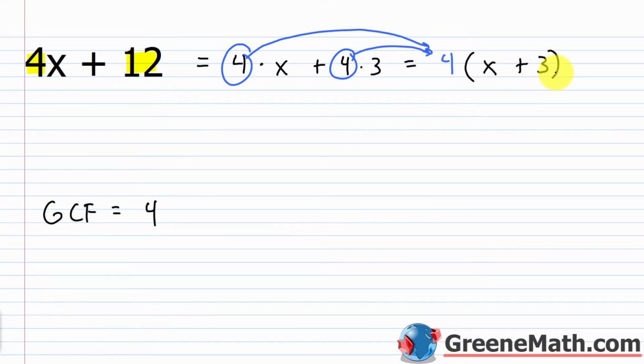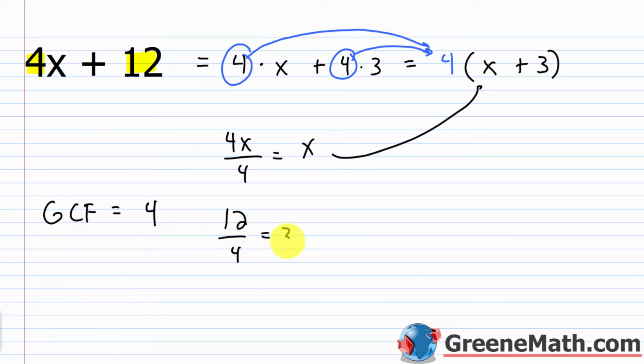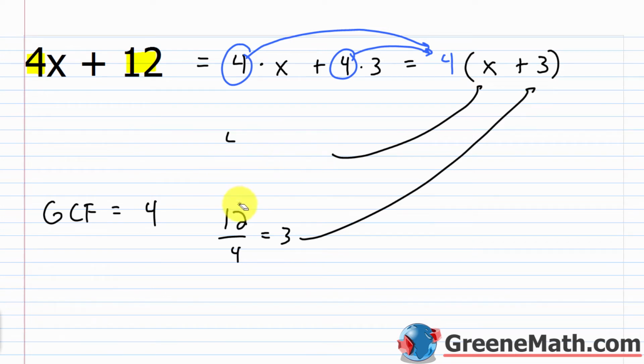The other way you could think about that, remember, multiplication and division are opposites. So I know if I do 4 times x, I get 4x. I know if I do 4 times 3, I get 12. So I could reverse that and say if I'm pulling a 4 out from here, well then 4x divided by 4 would be what? That would be x. So that's going to go right there. I could do 12 divided by 4, and that would give me 3. So that's going to go right there. Right? I'm just thinking about multiplication and division as their opposite operations.